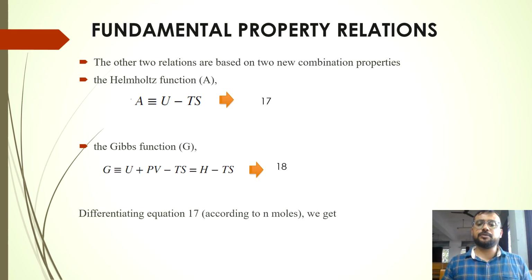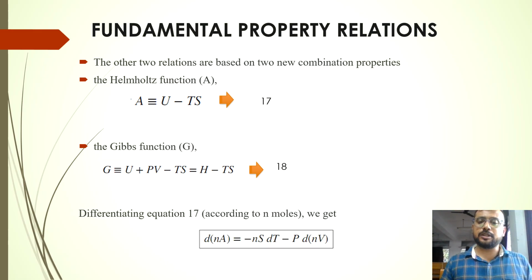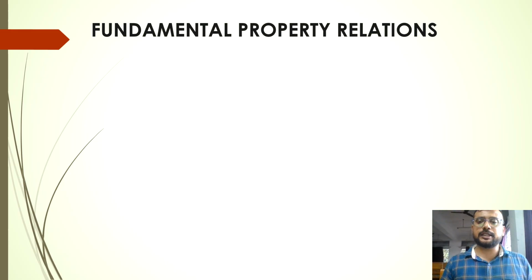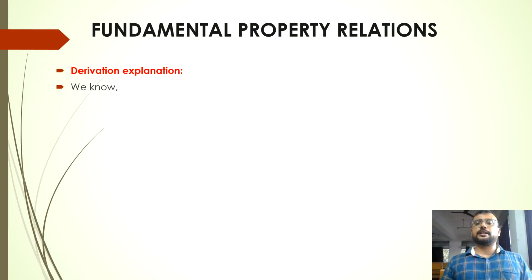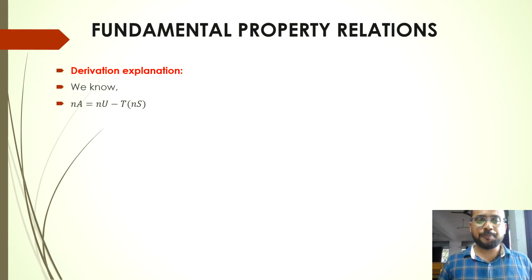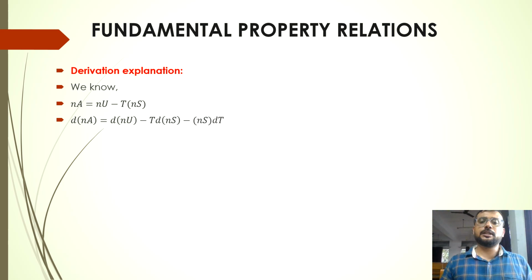And now one by one we will solve the differentiation problem, that is differentiating equation number 17 according to n number of moles. We get d(nA) equals minus nS dT minus P d(nV). How we can get that is explained here. Like we know nA equals nU minus T(nS), so d(nA) equals d(nU) minus T d(nS) minus nS dT.